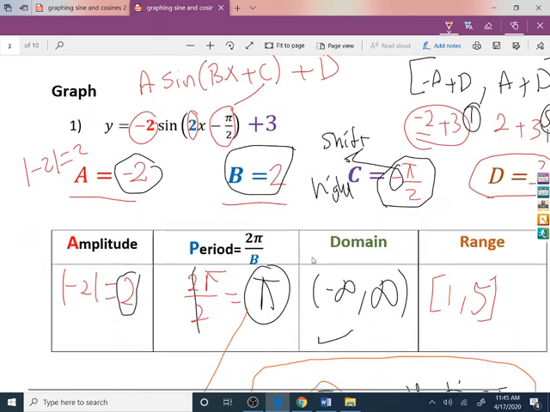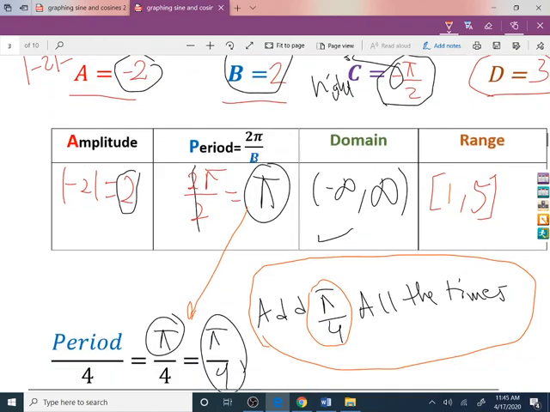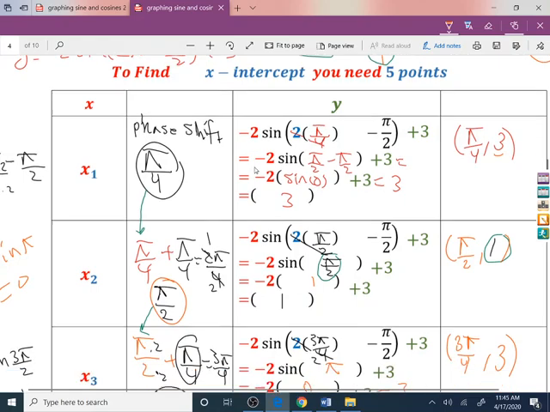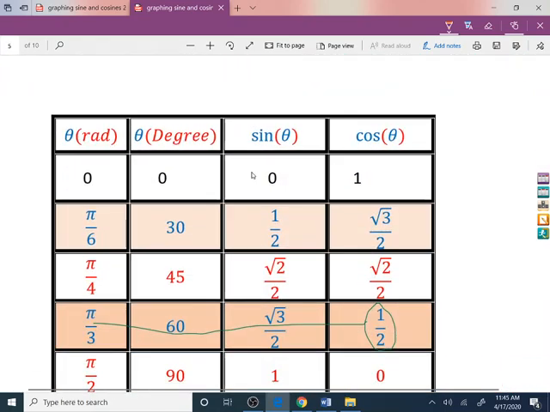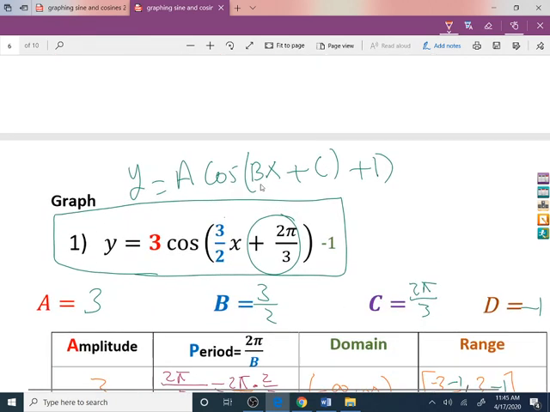This is what we did yesterday for y = -2 sin(2x - pi/2) + 3. Please watch video part 2 for graphing trig functions, and you will understand. Now I put this table again because I need to use it for this function: y = 3 cos((3/2)x + 2pi/3) - 1.